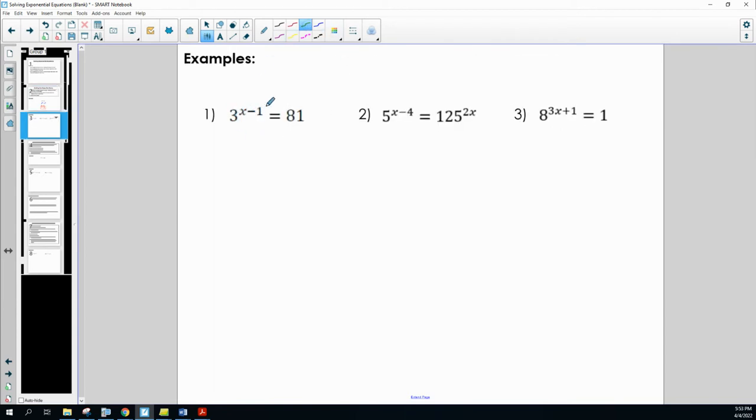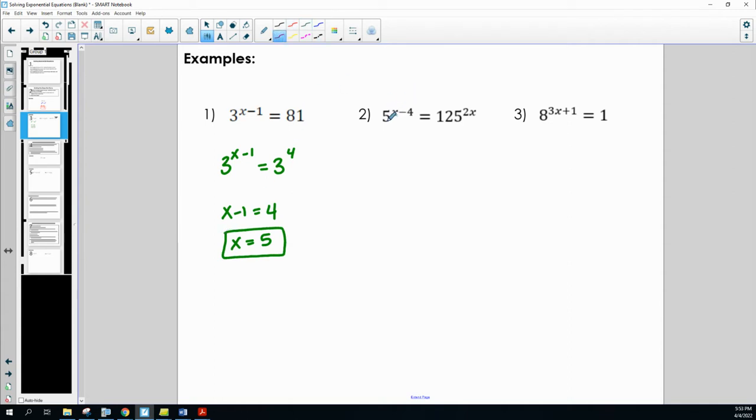All right, 3 to the x minus 1 is equal to 81. 3 is my smallest base. Can I make 81 have a base of 3? Yes, I can. So I'm going to keep 3 to the x minus 1. 81 is 3 to the fourth. Now that the bases are the same, I'm going to take those exponents and set them equal, and then I'm going to solve for x. So x equals 5.